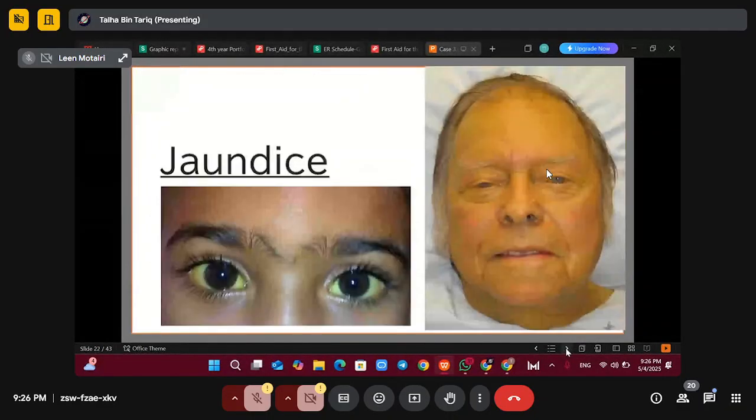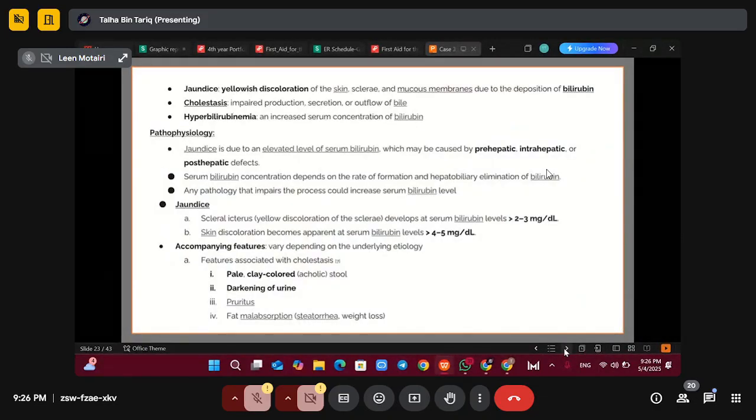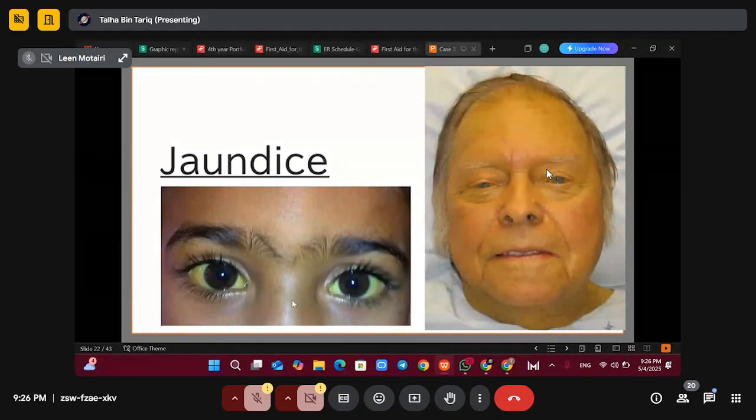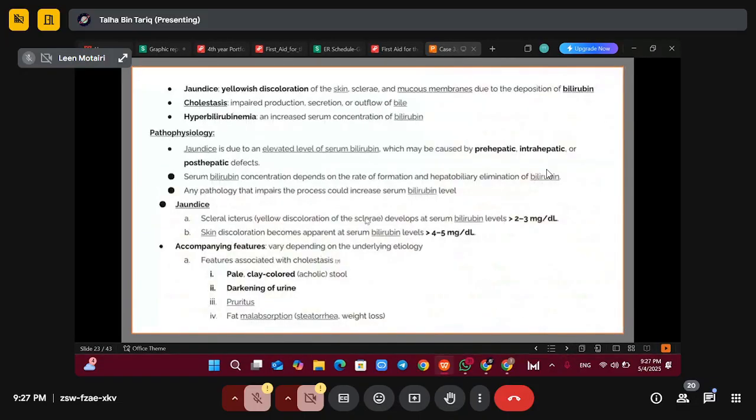Then next we have jaundice. So what is jaundice basically? Jaundice is the yellowish discoloration, as you can see in the picture, in the eyes and the sclera of this patient, and also you can see this old guy over here. He also has a lot of yellowing on his skin. So, what is jaundice? As I said, yellowish discoloration of the skin, of the sclera, and the mucous membranes due to the deposition of bilirubin. This is primarily due to the deposition of bilirubin.